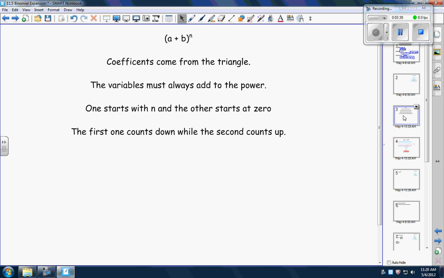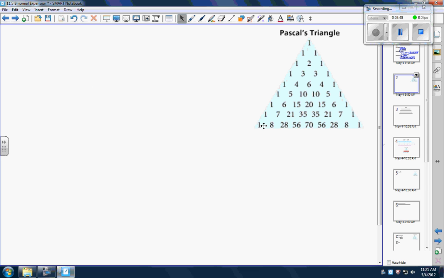So here's a little summary, kind of everything we just looked at. Coefficients come from the triangle, so if you want to do it to the 8th power, you would go to the 8th row. Okay, and you know it's the 8th row because the counting numbers are on the second diagonal. So when I did that to the 4th, I just know these numbers: 1, 4, 6, 4, 1.